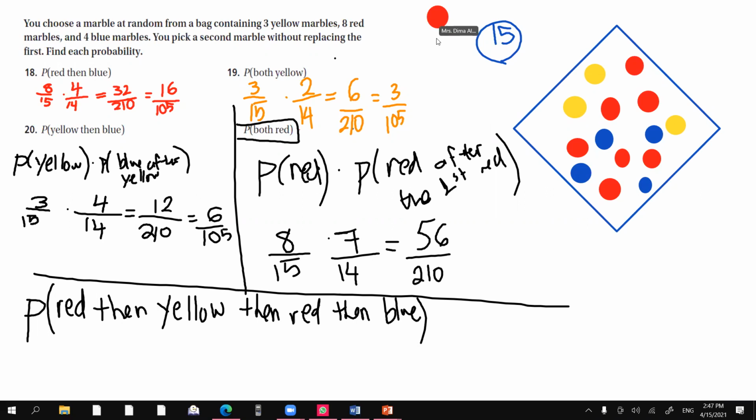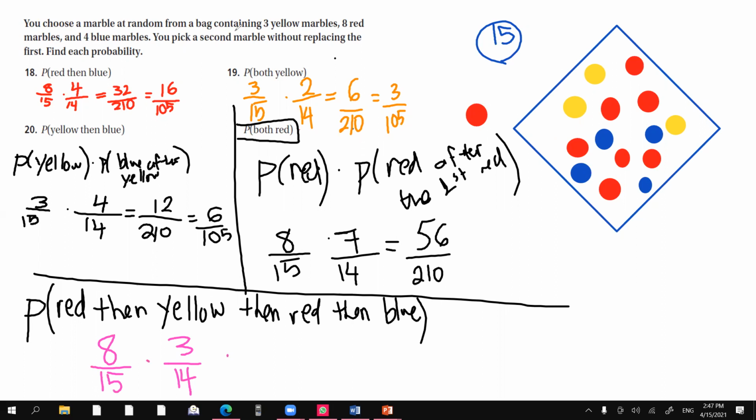So here now, just a minute, let's put them back. Now, I want to choose red. We have 8 reds only, so I have to say 8 over 15. After I took the red, I want to choose yellow now. How many are yellow? 3 over 14.